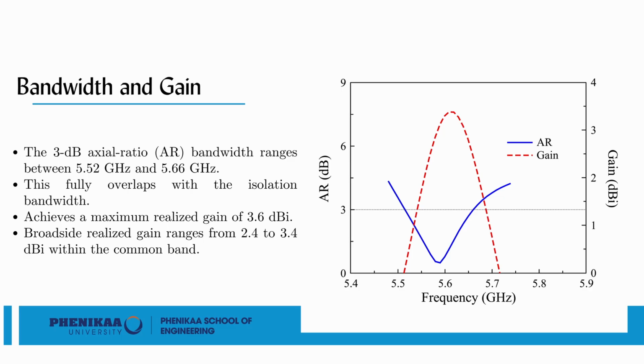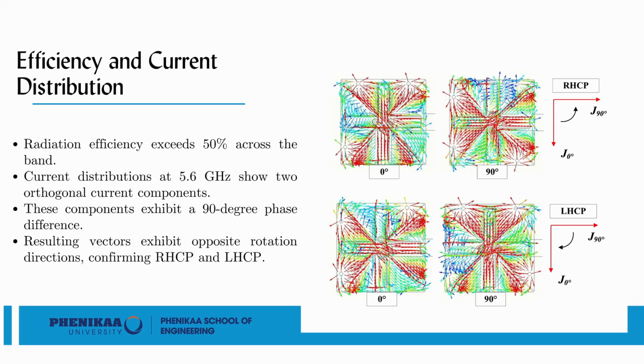Within this verified functional range, the broadside realized gain performs consistently, measuring between 2.4 and 3.4 dBi. The antenna ultimately achieves a maximum peak realized gain of 3.6 dBi, which is highly efficient given its minimal footprint. To physically verify how this gain is being generated, we must analyze the surface current distributions on the radiator.